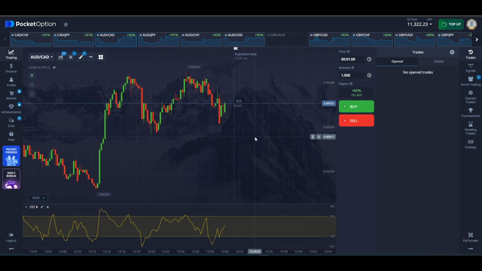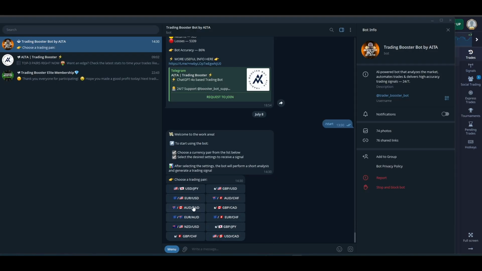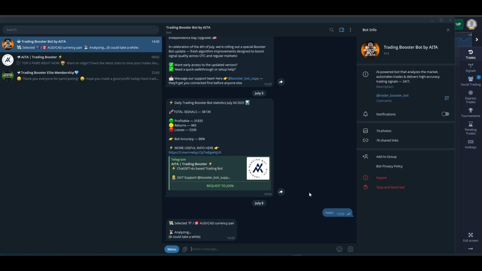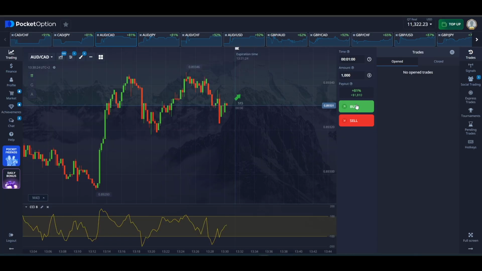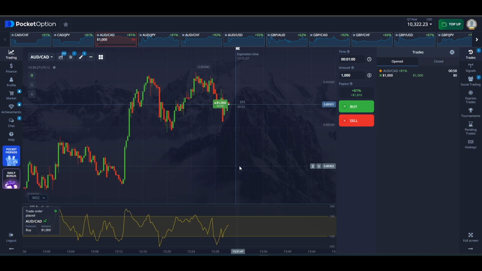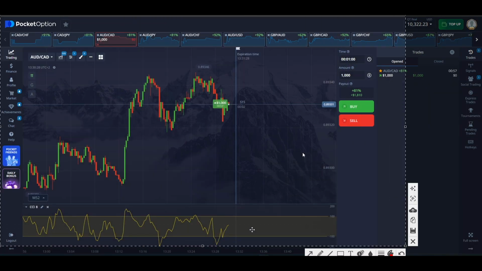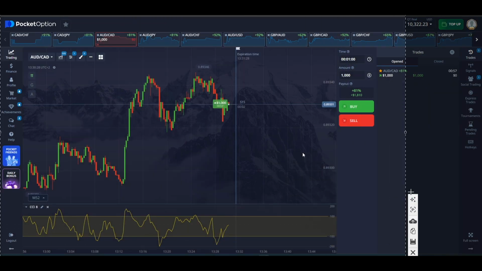For the second currency pair, let's choose the Australian dollar/Canadian dollar. Let's select it in the booster bot and see what the bot tells us now. The bot tells us that we should buy. I'm opening my buy trade right from here. And look, we have the CCI indicator. Why did I open the trade at all? Because the price is within the working range.